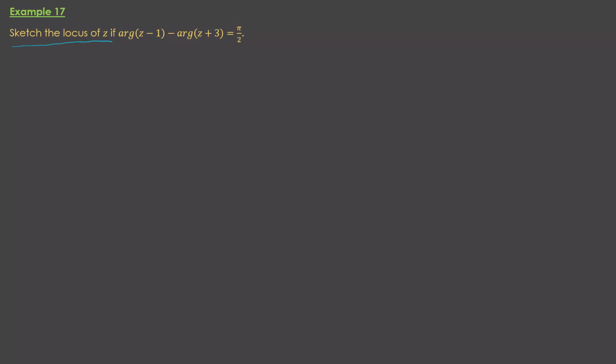Sketch the locus of z if arg(z − 1) − arg(z + 3) = π/2. Now remember, this is the angle from the point (1, 0). This is the angle from the point (−3, 0). So let's sketch and see if we can get an idea of what this is like.